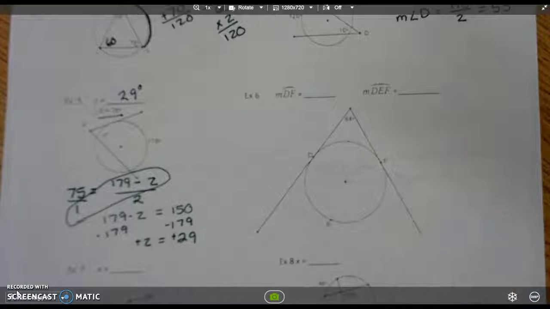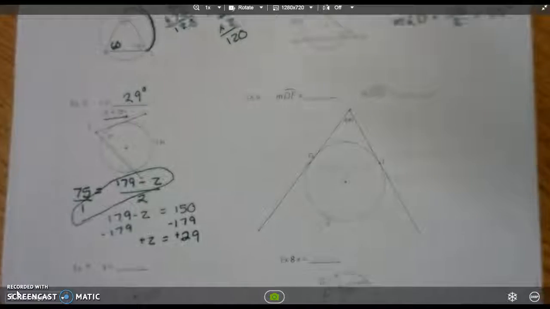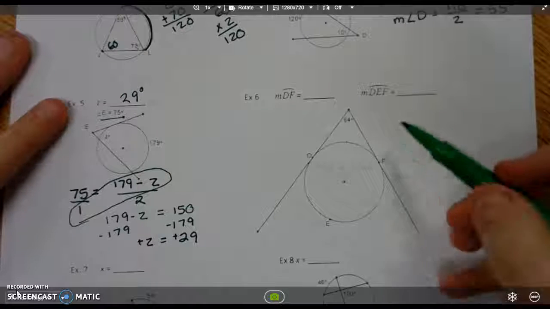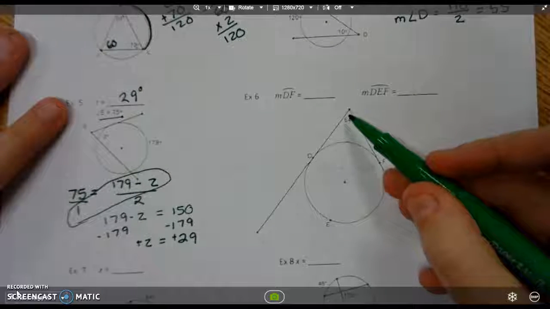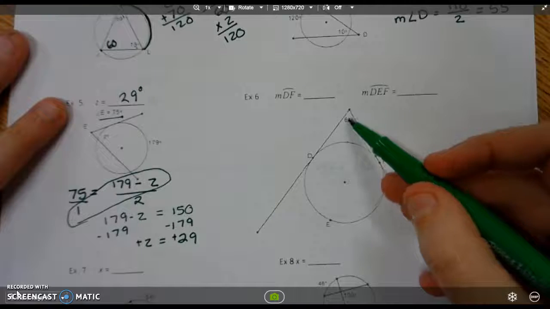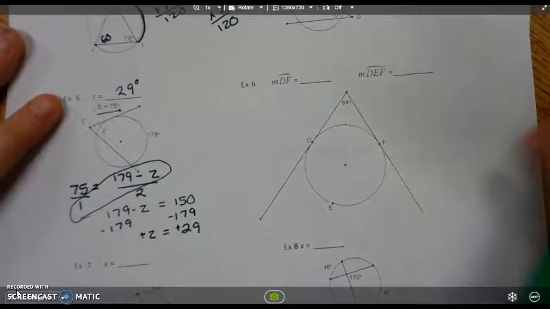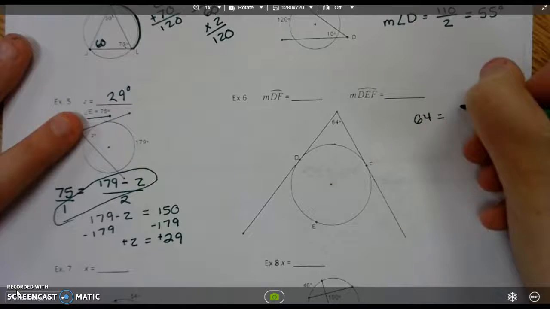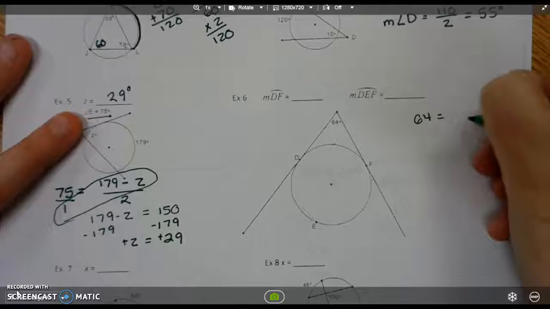Okay, example number 6 is a little different and a little more difficult because it goes back to some algebra that we haven't really gone over this year in geometry. So this one's going to take a little bit longer. I can see the angle is outside again, and that angle is 64. So I'm going to do the angle is equal to the big arc minus the small arc over 2.